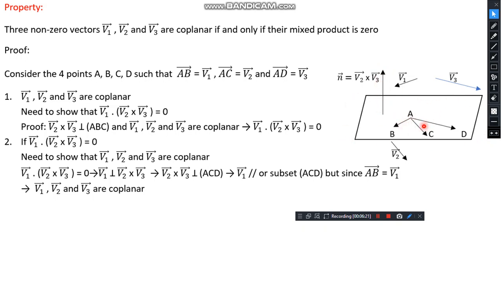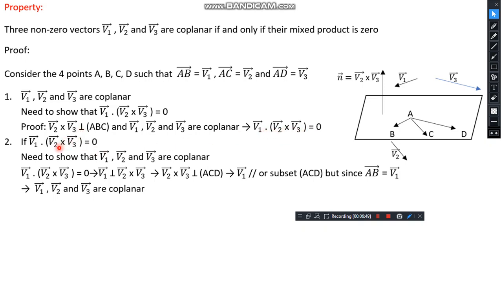And since the three vectors are coplanar and A belongs to that plane, it means AB belongs to the plane. And this vector N is perpendicular to the whole plane. This vector is perpendicular to every vector in that plane. In that case, that means N dot AB, the scalar product, because they are perpendicular, is equal to zero. So that's why in that case V1 dot V2 cross V3 is zero.